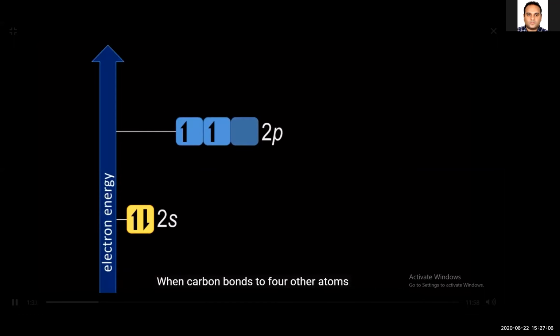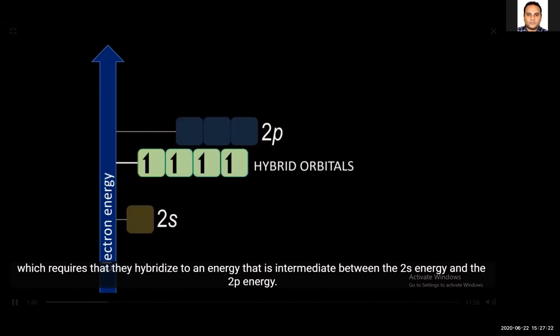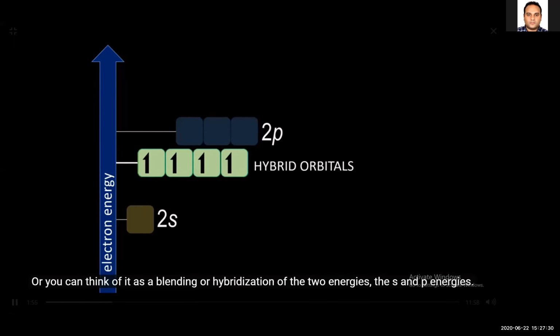When carbon bonds to 4 other atoms, carbon's 4 bonds are experimentally seen to be equivalent. And so when the carbon atom finds itself in a bonding situation, its bonding electrons themselves exist at equivalent energies, which requires that they hybridize to an energy that is intermediate between the 2s energy and the 2p energy. Or you can think of it as a blending or hybridization of the two energies, the s and p energies.